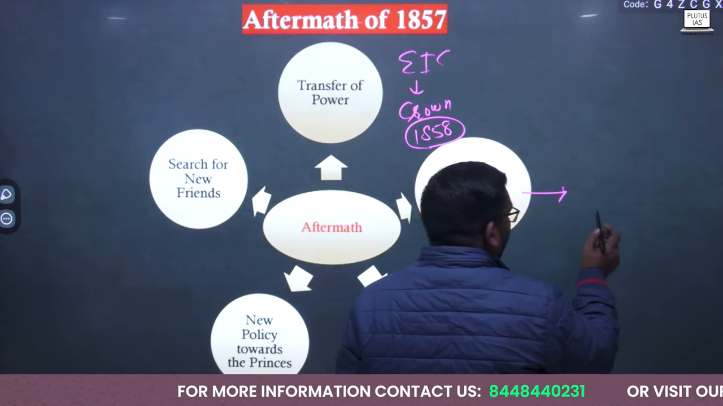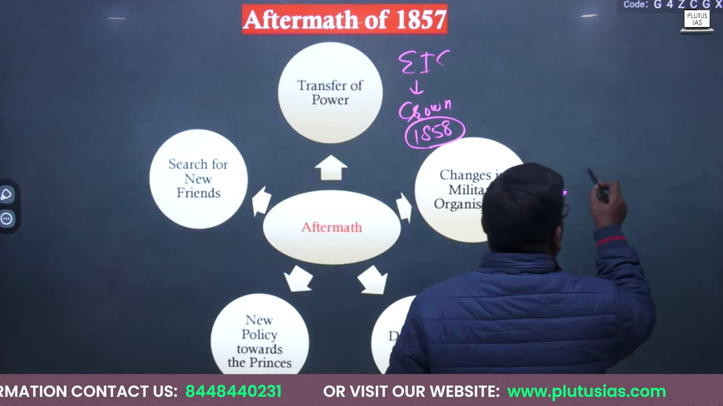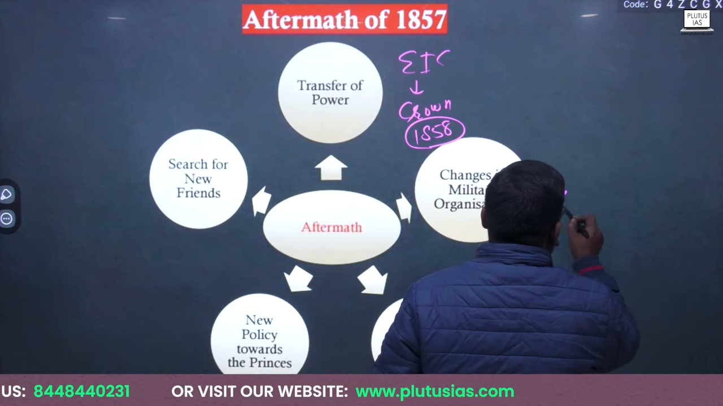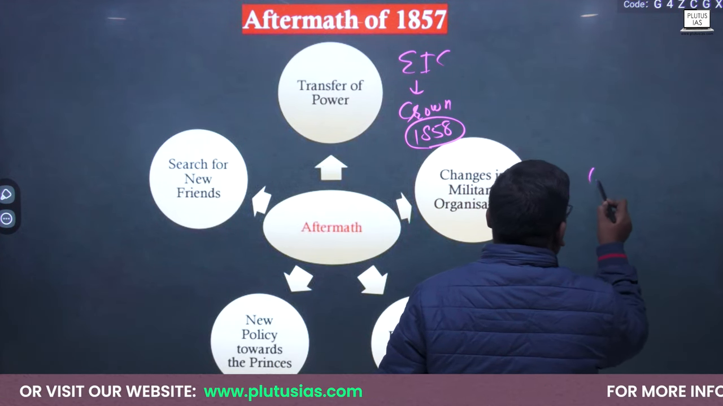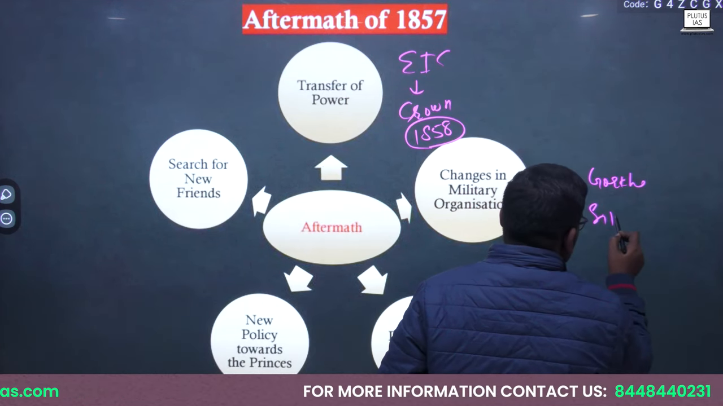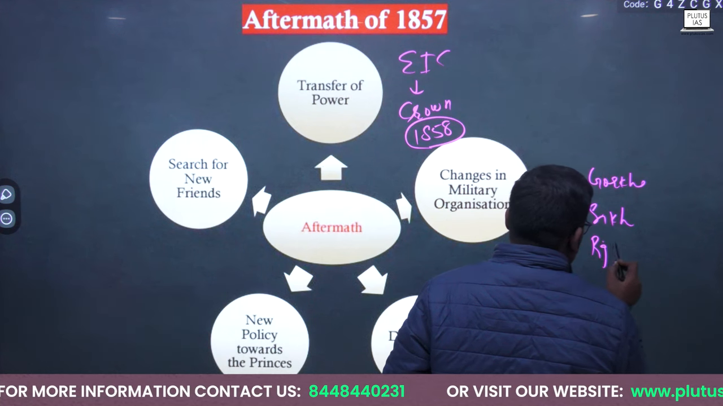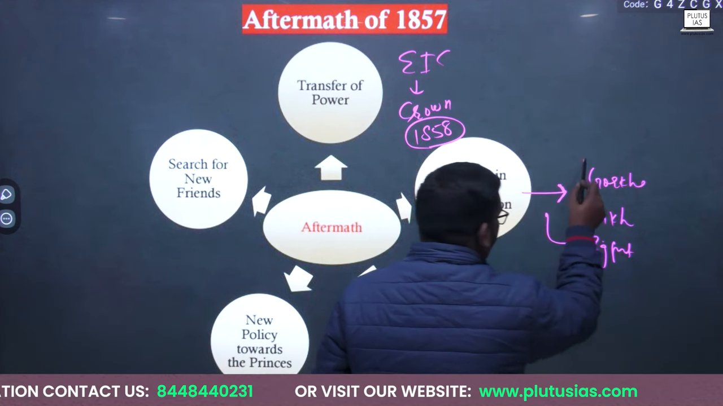First of all, all the rulers of Awadh were suspended. They recruited... whom did they recruit? Gorkhas. Sikhs were brought, they recruited Sikhs. Then Rajputs were brought from different parts of India. Okay, so they did the recruitment.